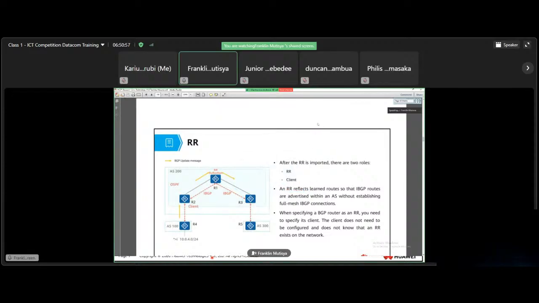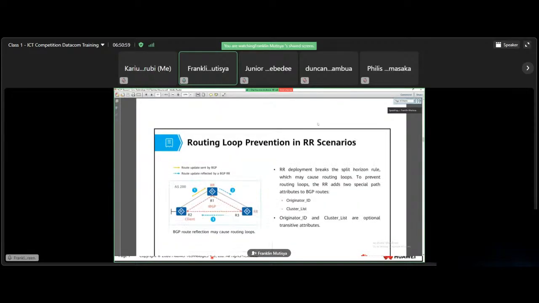So those are route reflectors. They will ask you about that. Route reflectors also help in loop prevention. This is the technique that we have seen, which is used to prevent loops. We use route reflectors to prevent loops on a given network.